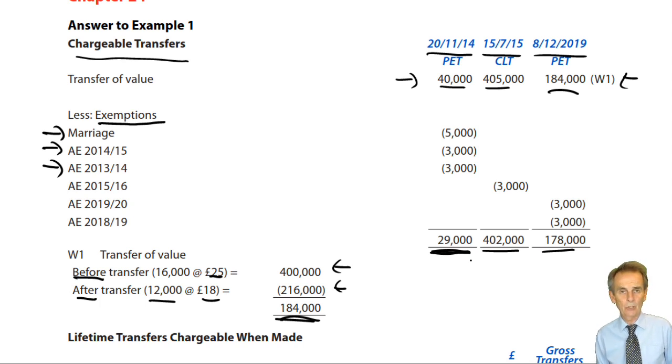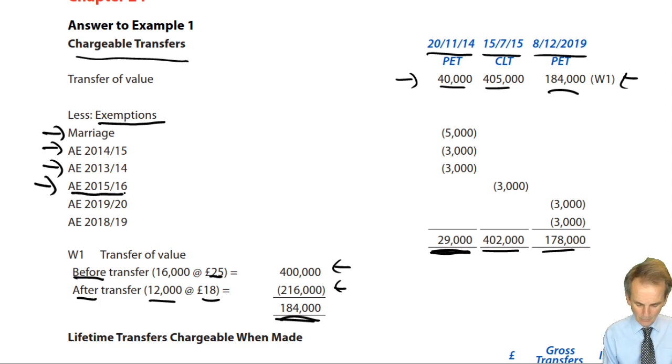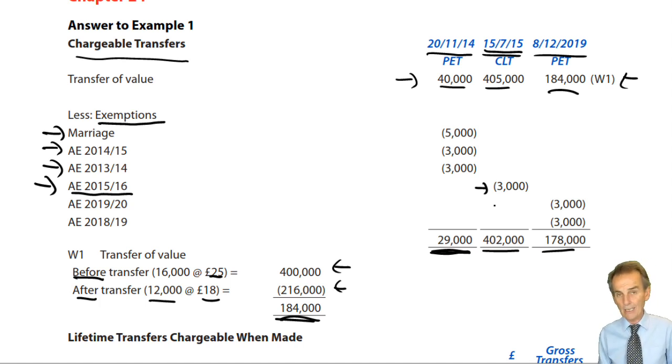For the CLT, there was just one exemption available, the standard annual exemption, available just for the tax year in which it fell, 15-16. That was £3,000. That PET there, though not chargeable when made, only chargeable on death, will have been deemed to have used the relevant annual exemptions for the year in which it was made, and if necessary, as here, for the year prior to that as well. So we've only got one annual exemption to go against the value of the CLT, and that therefore reduces it just slightly, down to £402,000.